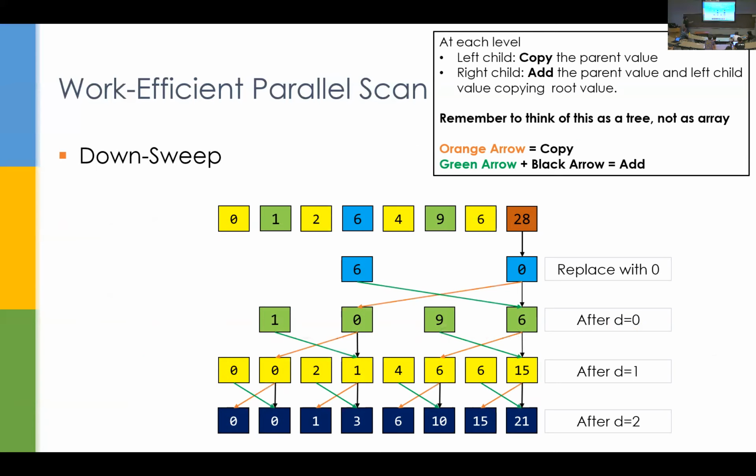No, this uses the same number of threads as the other one. But yes, as it goes down, like in reduction, you are using fewer threads as you go up. In the downsweep, you're using more threads as you go down than in the upsweep.